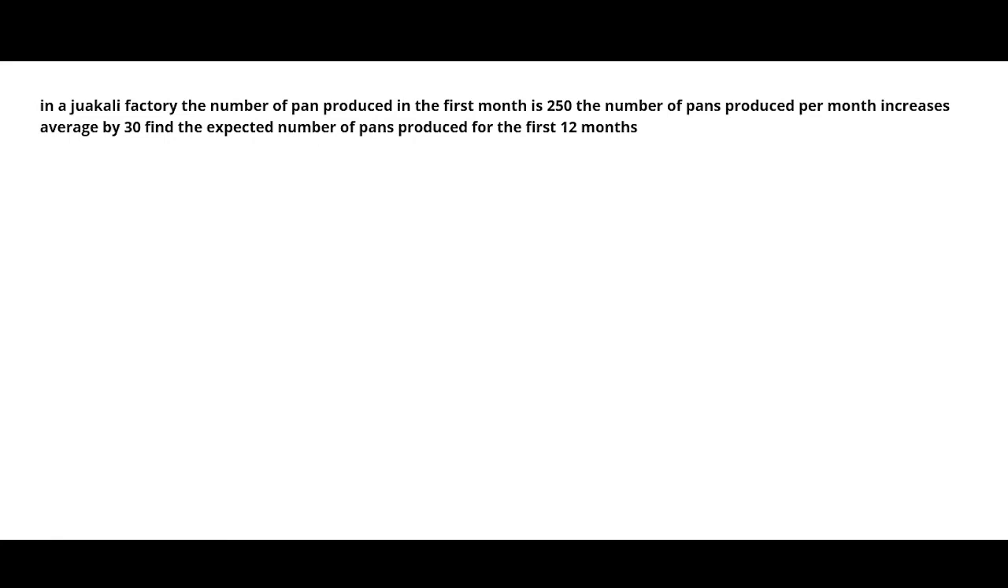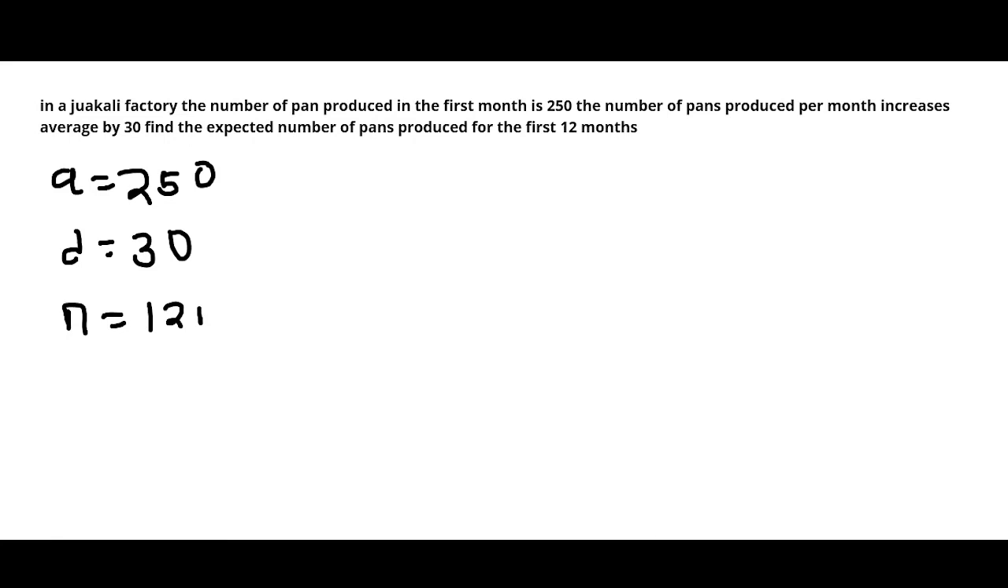In a Jua Kali factory, the number of pans produced in the first month is 250. So here you've seen that in the first month it produces 250 pans, so our a will be equal to 250. The number of pans produced per month increases on average by 30, so our d will be 30. Find the expected number of pans produced in the first 12 months. So our n will be 12 months.